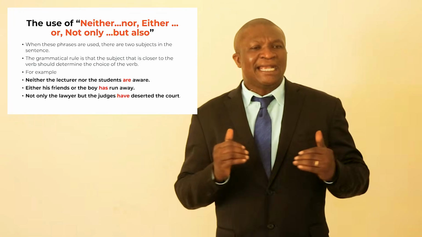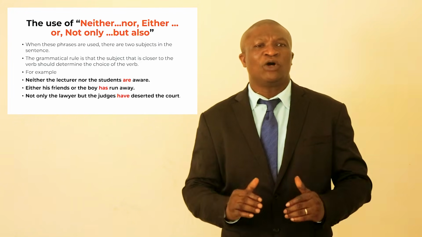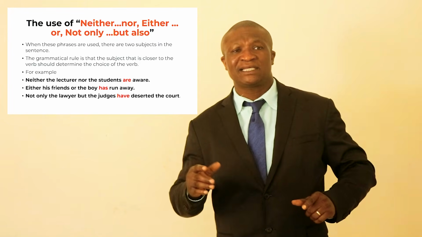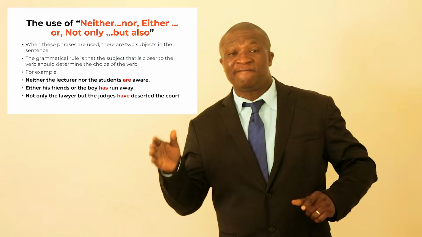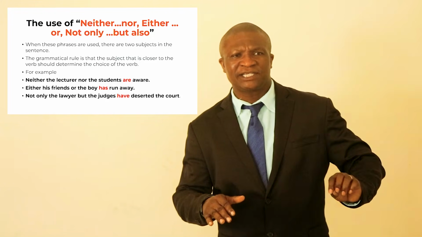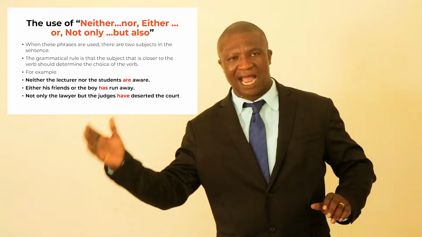We have neither the lecturer nor the students. So the second subject is what? The students. And the verb is closer to the students. So it should be: neither the lecturer nor the students are aware.